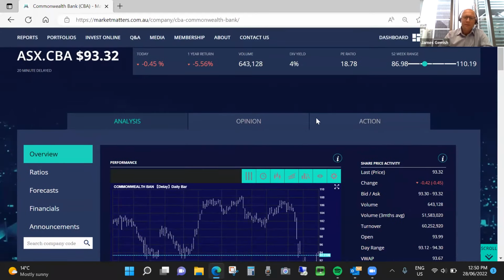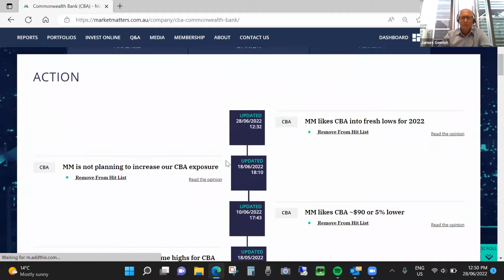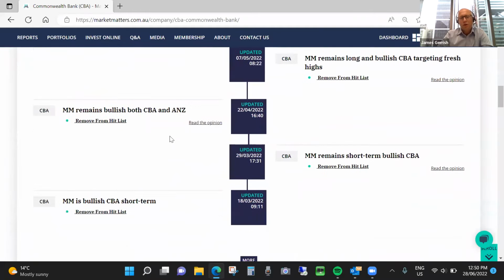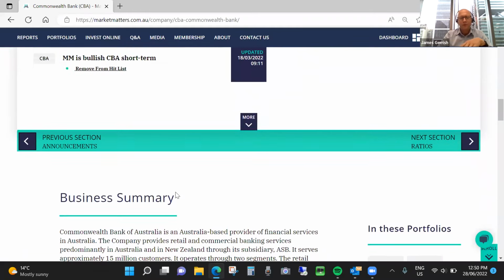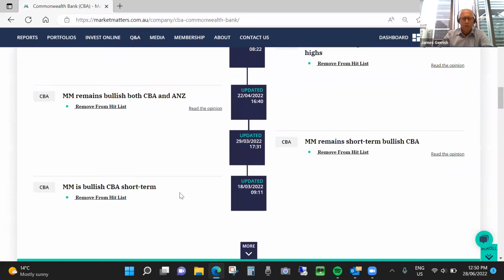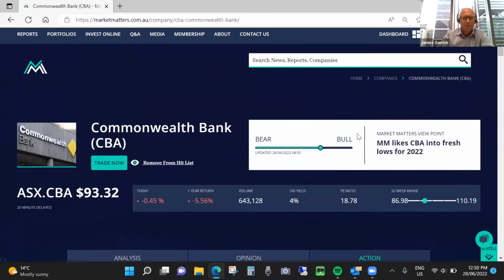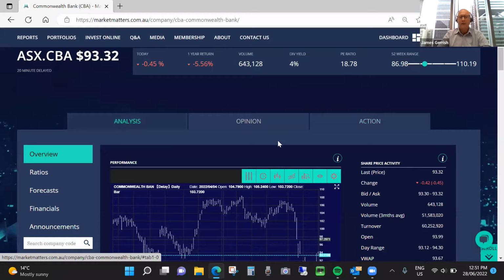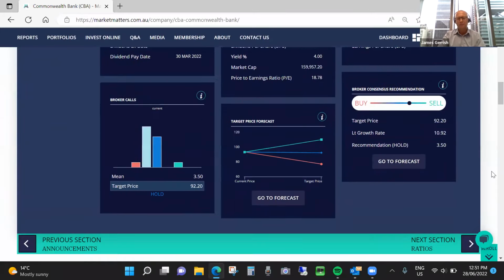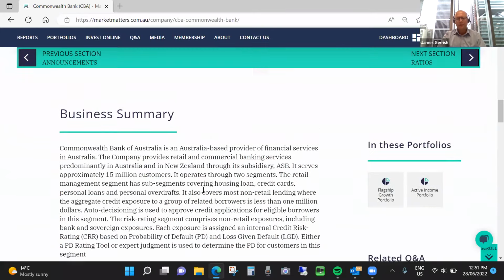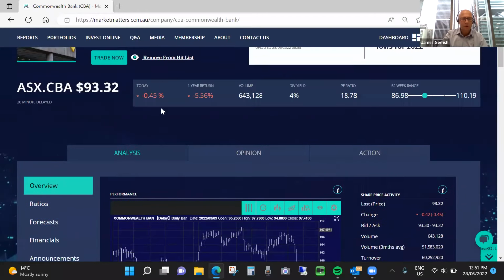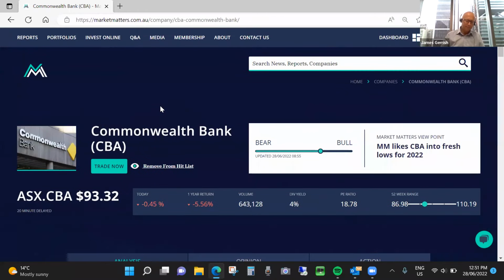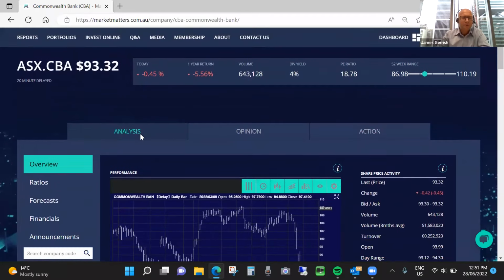And then if we go back into the actionable framework, you can see all the different actions that we've listed for CBA over the course of time, and that ensures really strong accountability around our actions over time. I mentioned that CBA is in a couple of the portfolios. I think that would be the next spot to call.